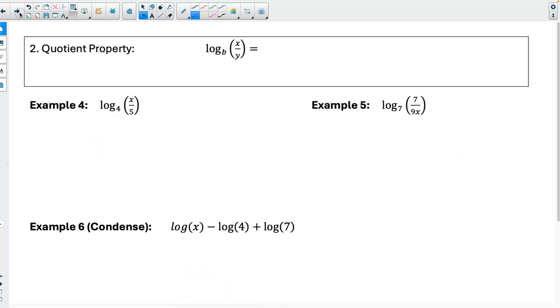I'm going to go to my next slide. This is just on your paper yet. This property, division. For exponents, if I have division, what do I do with those exponents? You subtract. Yeah. So we do the same thing here. I'm going to have log base b, argument x, minus log base b, argument y.